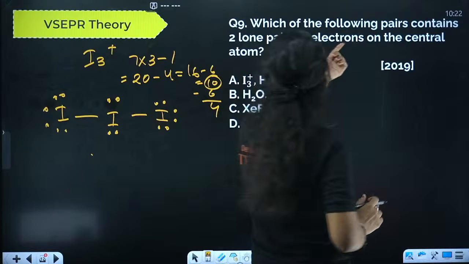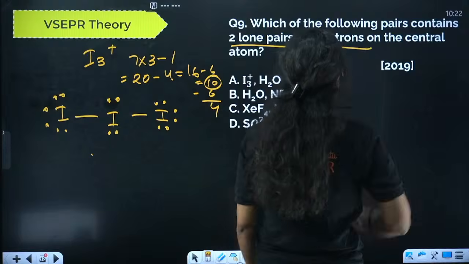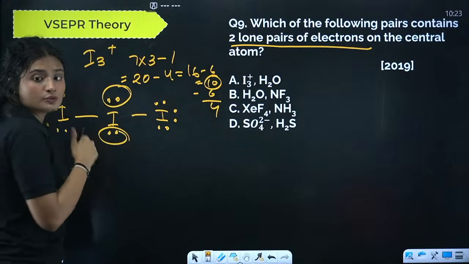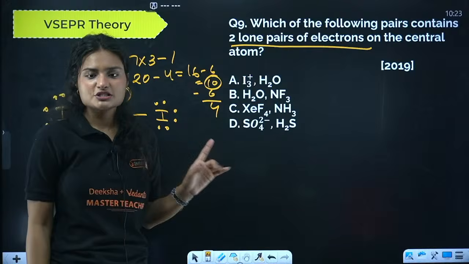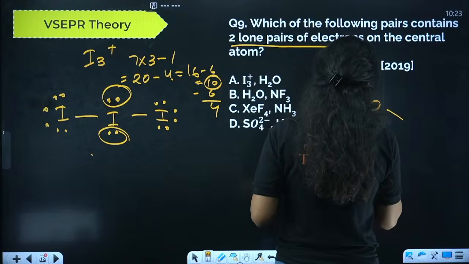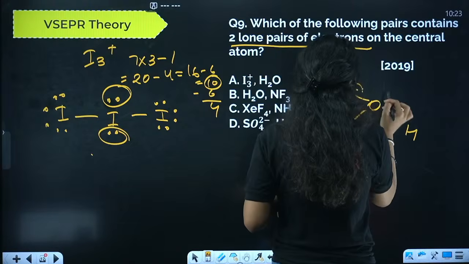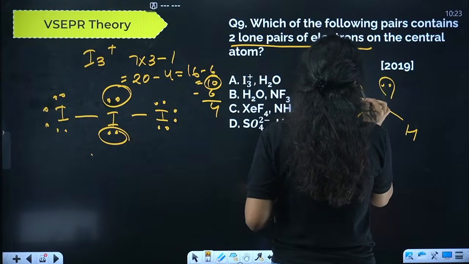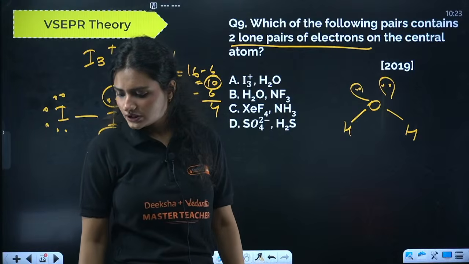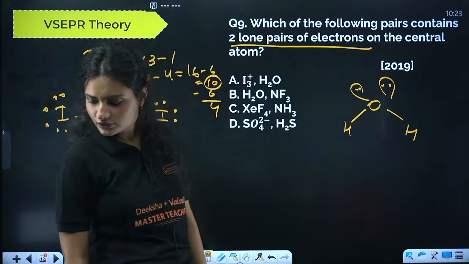That there are 2 lone pairs of electrons on the central atom. How many lone pairs are here? 2 lone pairs of electrons, right? So I3 positive has 2 lone pairs. H2O, very famous. We know H2O has 2 lone pairs of electrons, right? On the oxygen we have 2 lone pairs of electrons.